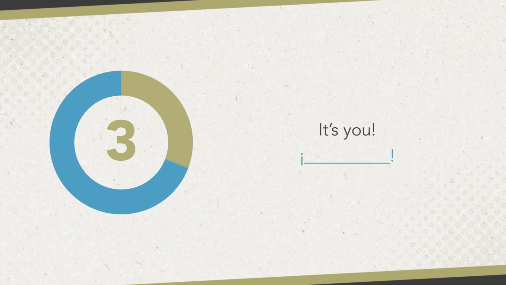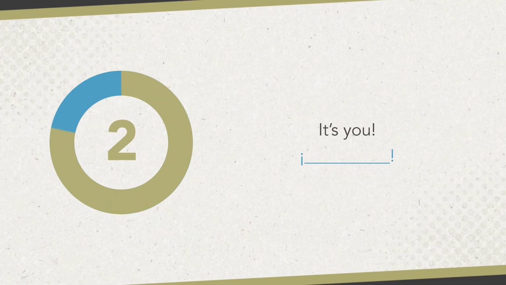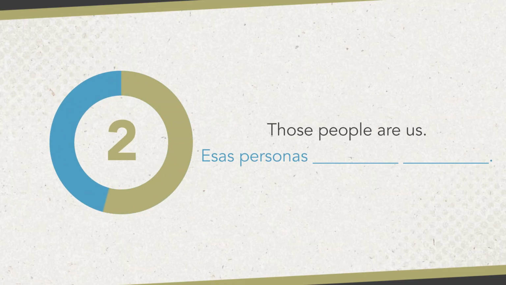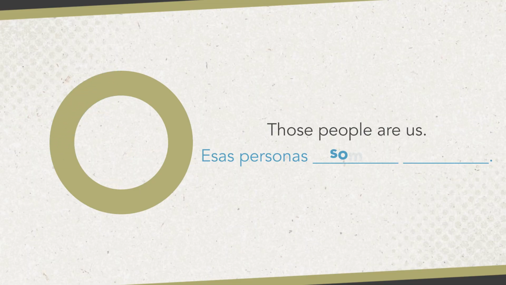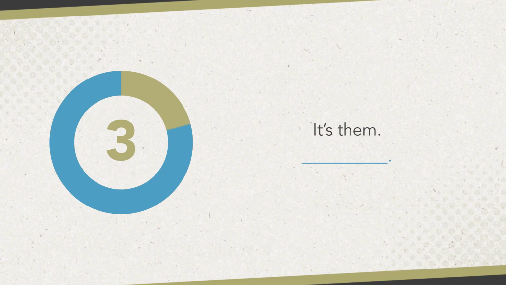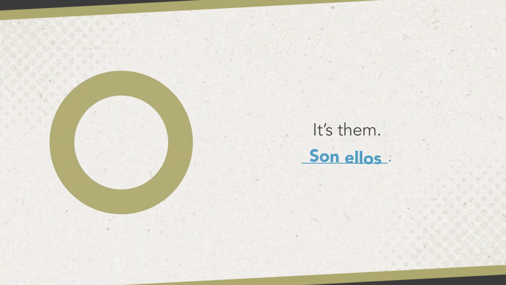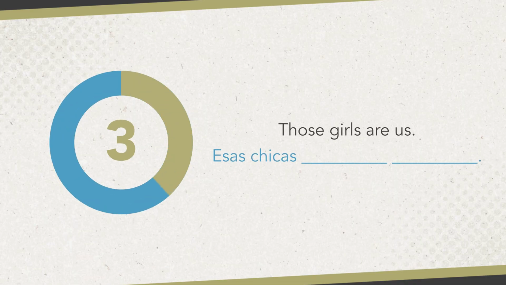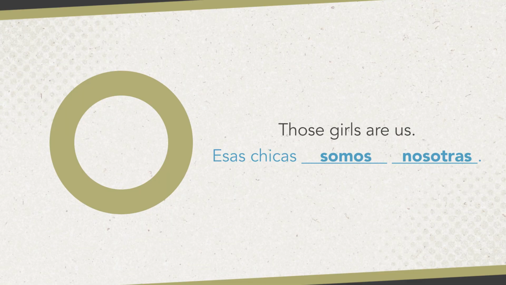Soy yo. It's you. Eres tú. Those people are us. Esas personas somos nosotros. It's them. Son ellos. Those girls are us. Esas chicas somos nosotras. How did you do?